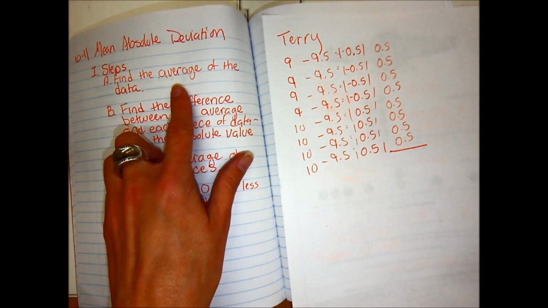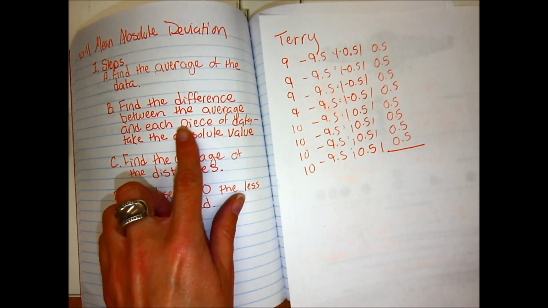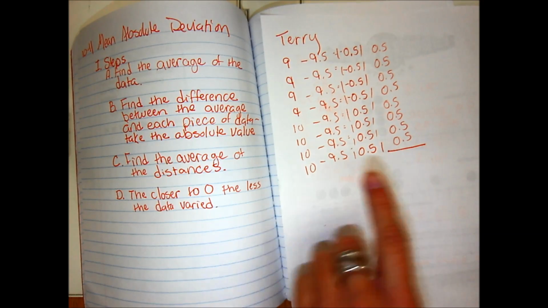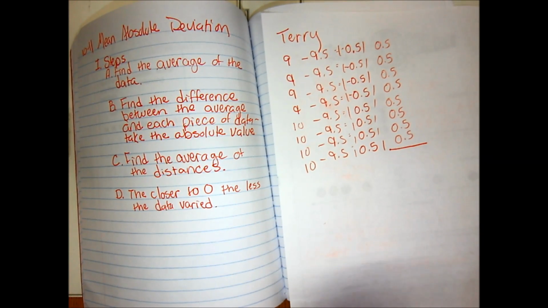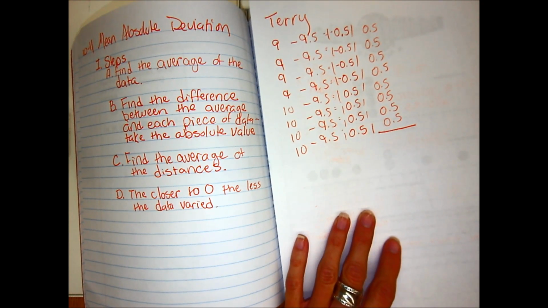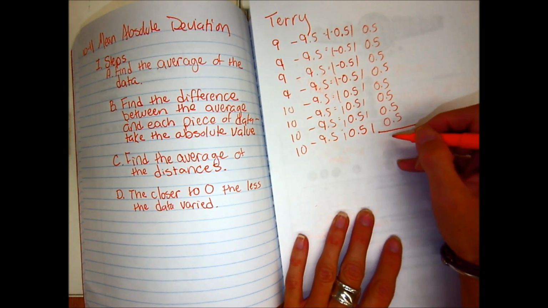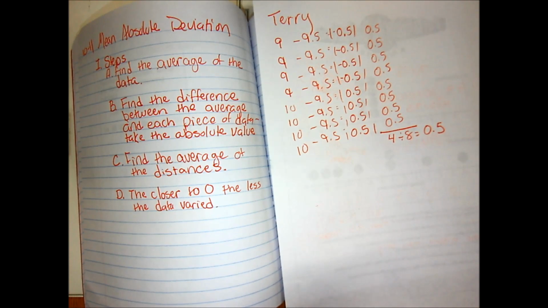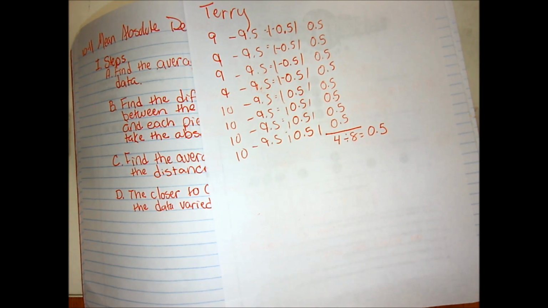So we found the average, we found the difference between the average and each piece of data, and we took the absolute value of that. So my next step is I have to find the averages of those distances. Well, this should really be pretty easy. We're going to have 4 divided by 8, and our average is going to be 0.5. Per game, he only really varied by half a point, positive or negatively. He was very close to 0.